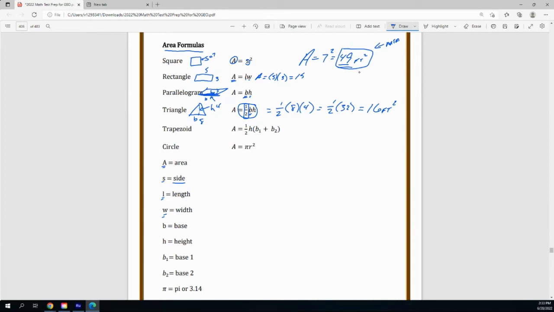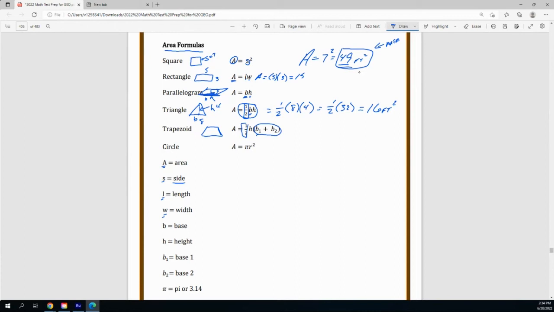Trapezoid. Okay, this is that funky one. And as I defined a trapezoid, you notice it's like a triangle with the top cut off of it. Notice what they're doing. It's still half of something, right? So look at what they're doing. They're taking base 1 and adding it to base 2.